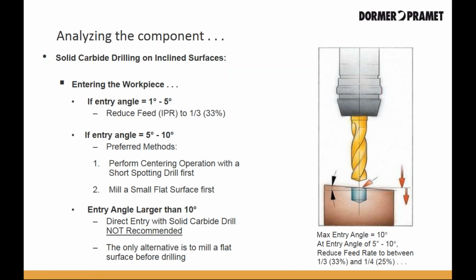In these situations, it is still strongly suggested to perform a centering or spotting operation first using a short spotting drill, which has the same or greater point angle as the carbide production drill. This will minimize the deflection due to the stub length and extend the tool life on your production drill. You should still reduce the feed rate on the spotting drill the same as you would if you were using the production drill because of the way it will contact the workpiece.